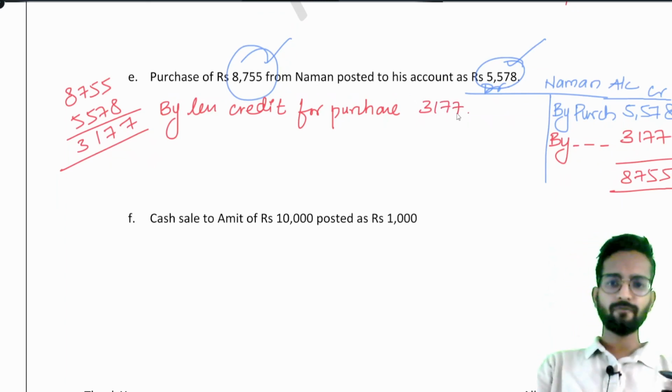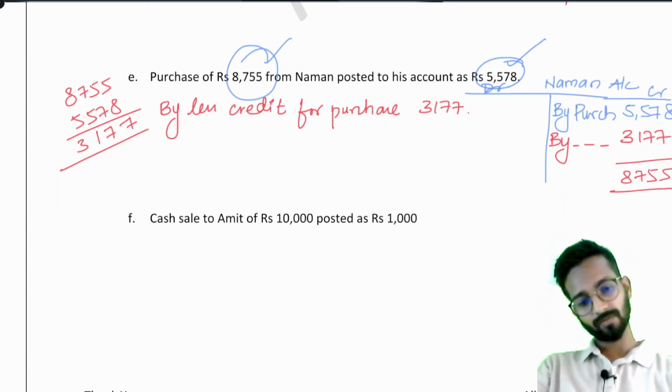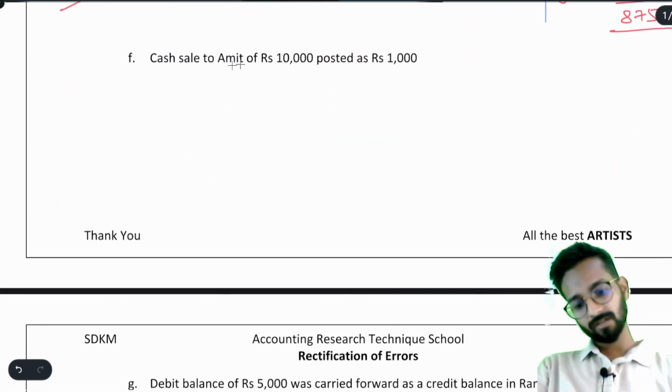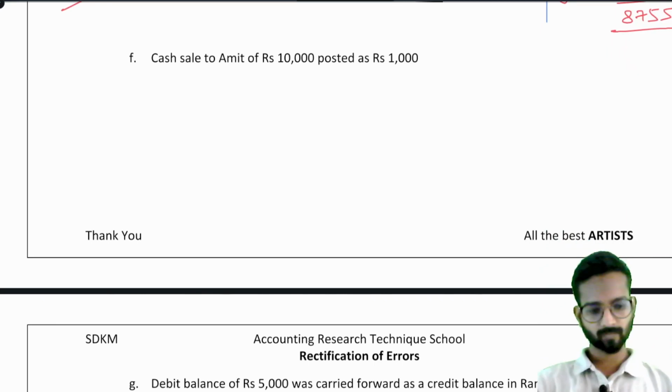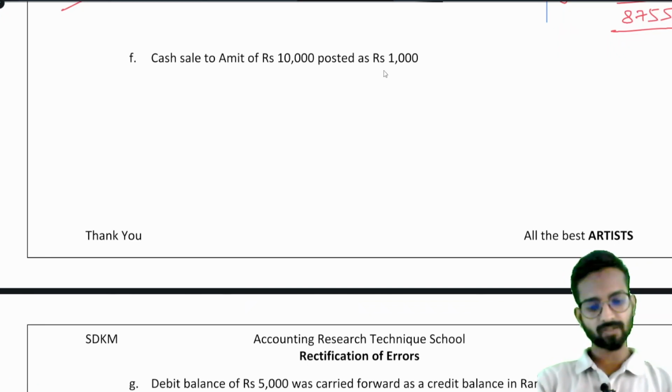3177. See, if you can make a picture in your brain, see what error I have done before the trial balance, after the trial balance. I am telling you, rectification of error is one of the simplest chapters in entire 11th standard. Okay. Now, after this, see, cash sale to Amit of rupees 10,000 posted as rupees 1,000. See what is happening. Now, cash sale to Amit of rupees 10,000 was posted as rupees 1,000.